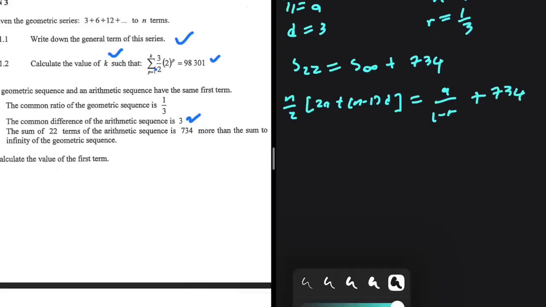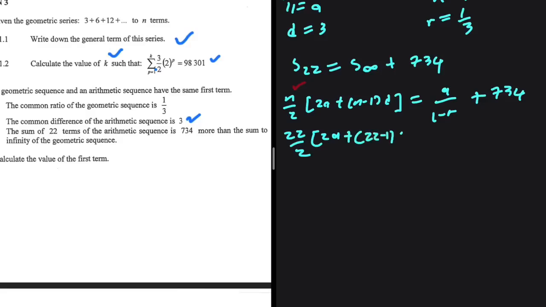plus 734. Okay, let's go ahead and substitute. n is equal to 22. So we're going to have 22 divided by 2 multiplied by 2a. So we have 2a, that's what we're interested in actually. And then plus n minus 1, so 22 minus 1, multiplied by d, which is 3. Okay, this is equal to a divided by 1 minus 1 divided by 3 plus 734.